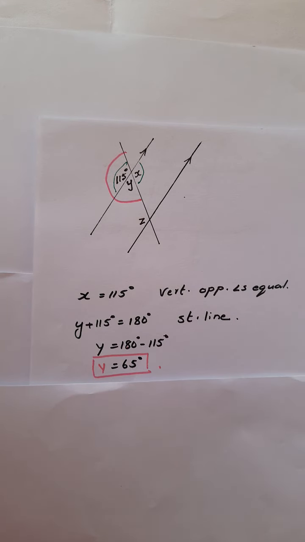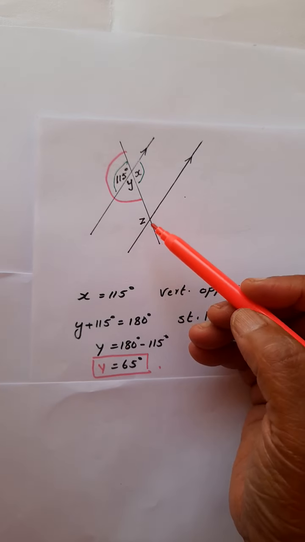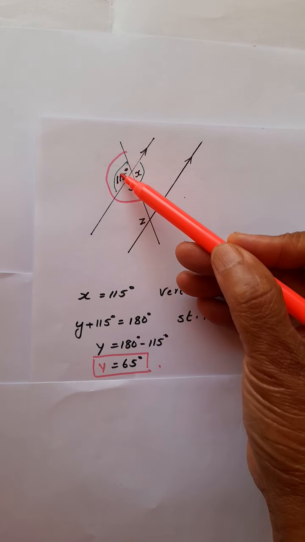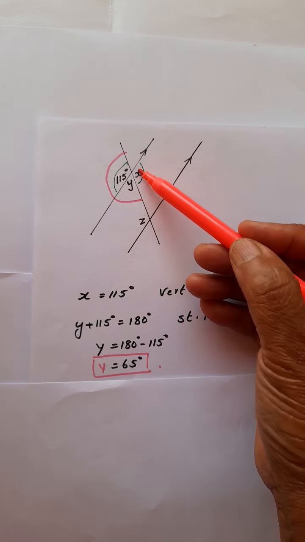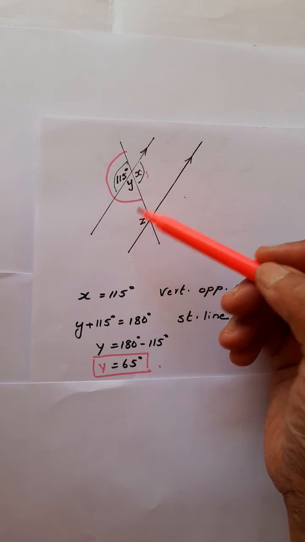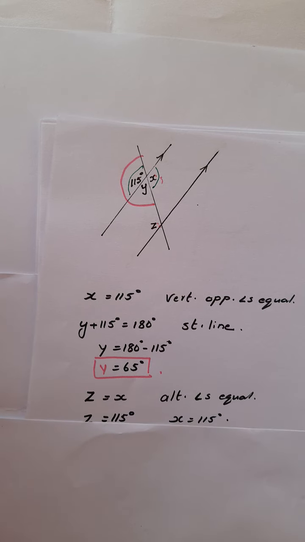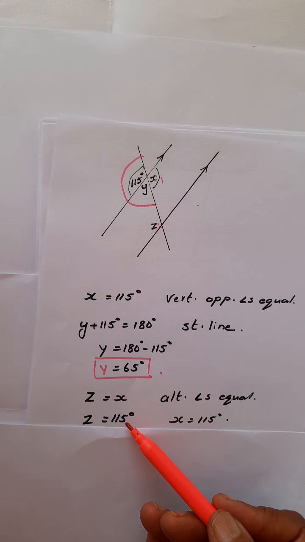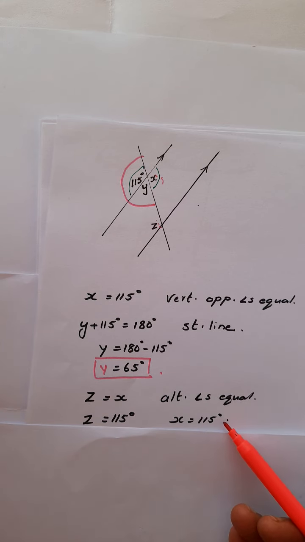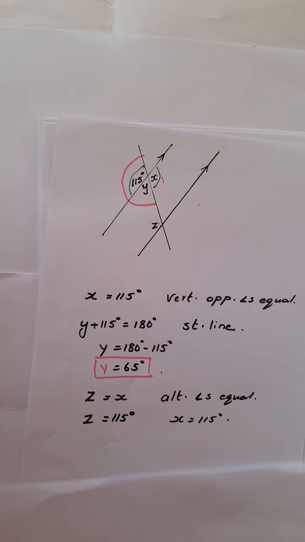Then coming to z, there are different ways you can do it. Z is equal to 115 because those two are corresponding angles, or you can also use this x and z. So that is what I did. Z is equal to x, they are alternate angles. Then z is equal to 115 degrees because x is equal to 115 degrees.